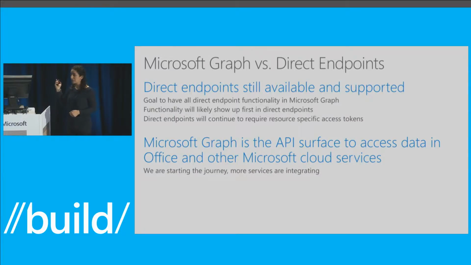I showed the direct endpoints before, and I want to make a caveat, which is we still have them there. You're still welcome to use the direct endpoints on the services. Microsoft Graph is a proxy that sits on top of it, knows where the data is, and smartly reaches out to the services to grab it. So you don't have to worry about where the data is hosted. You just go to the single endpoint.